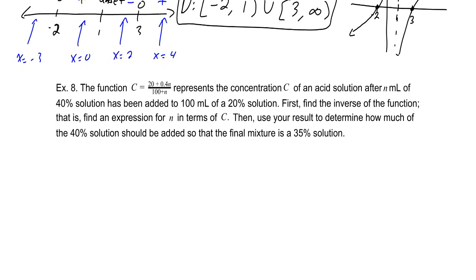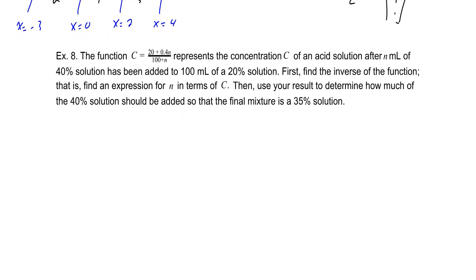Our last question is: the function C equals (20 plus 0.4n) divided by (100 plus n) represents the concentration C of an acid solution after n milliliters of 40% solution has been added to 100 milliliters of a 20% solution. First, find the inverse of the function. That is, find an expression for n in terms of C, and then use the result to determine how much of the 40% solution should be added so that the final mixture is a 35% solution.